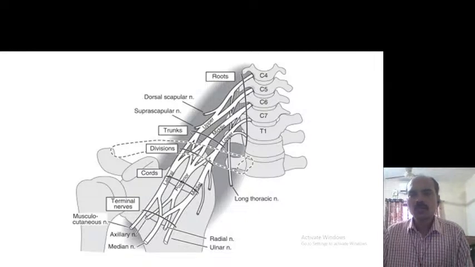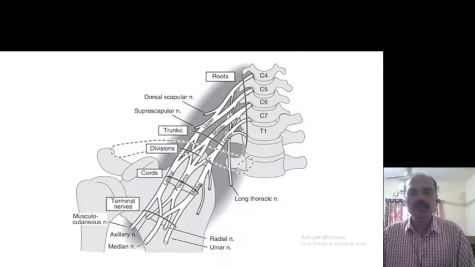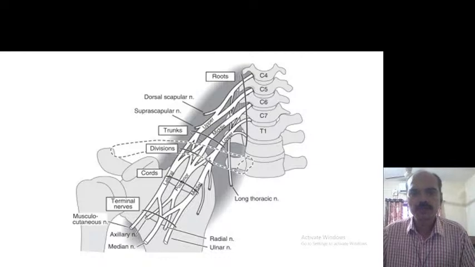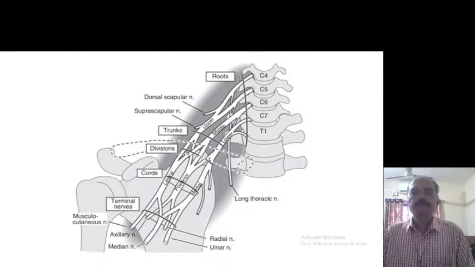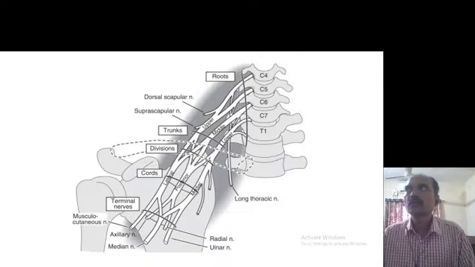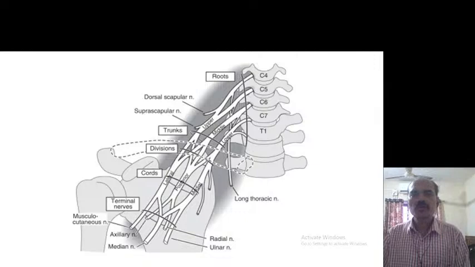So it will be very easy to remember the walls of the axilla formed by the various muscles and the respective muscles supplied by the respective cords. For example, the lateral wall of the axilla is formed by the coracobrachialis and the short head of the biceps brachii. So this is the lateral cord of the brachial plexus, which continues beyond the lower border of teres major as the musculocutaneous nerve.